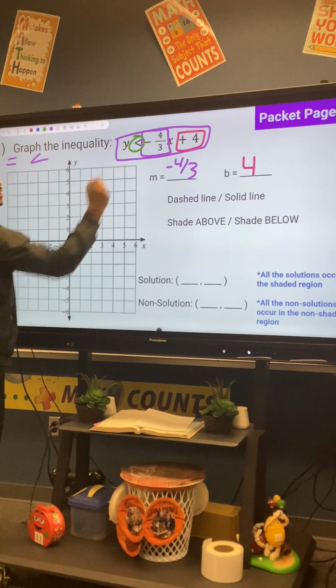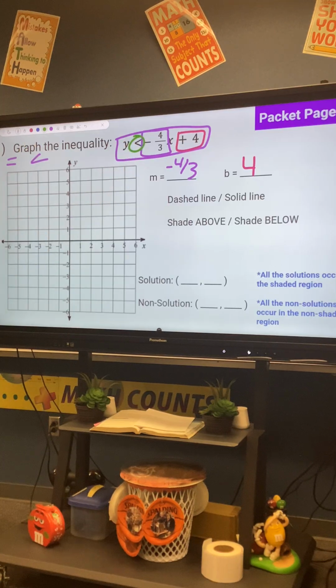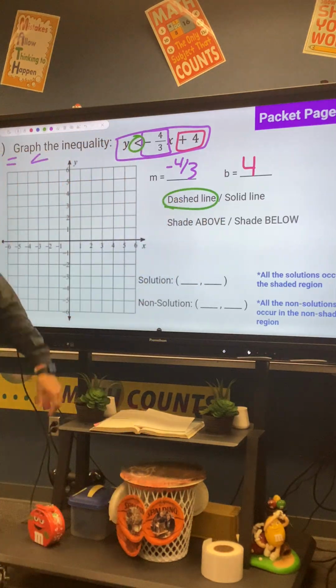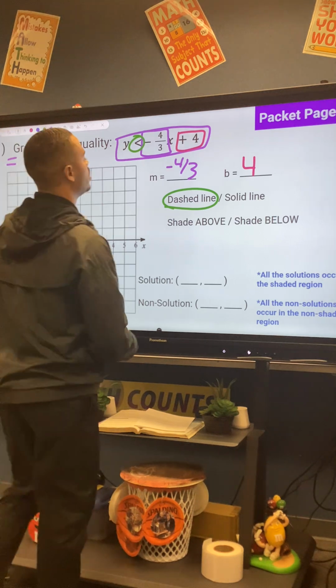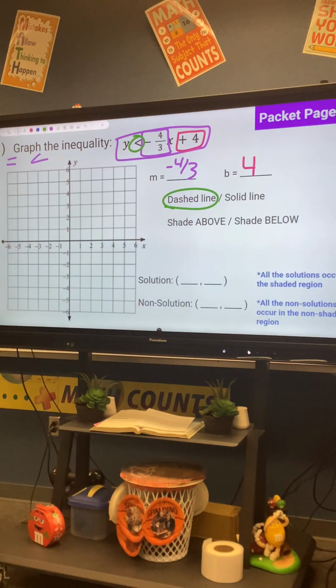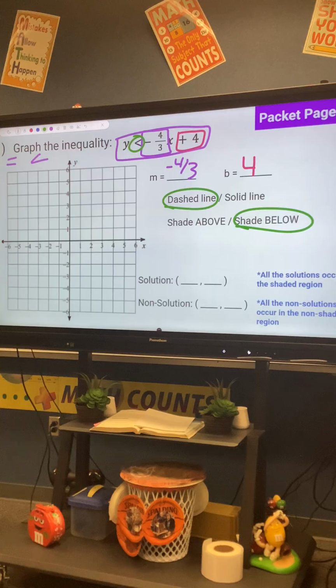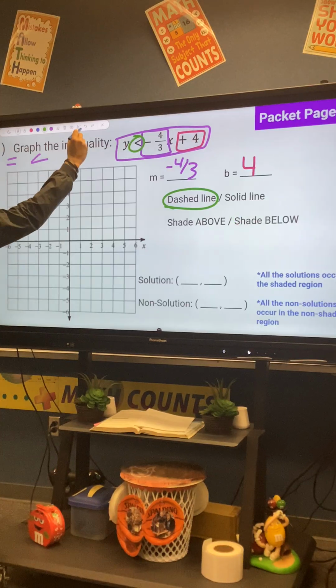Since in my inequality sign, I do not have a line under it, it's not an or equal to inequality. This is going to be a dashed line. That dashed line represents that any point on that line is not included in my solution. And since y is less than, I'm going to shade below. Let me do that in a different color.